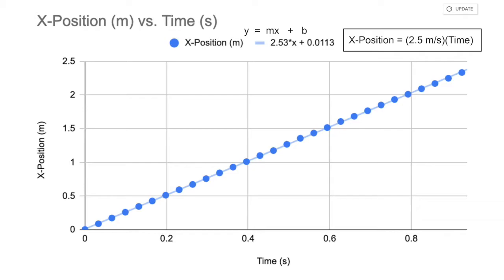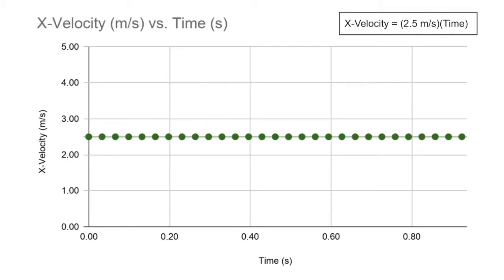The trend line I get from Google Sheets is right here. Translating that into a position versus time model, we have a slope of 2.5 meters per second. That slope represents the constant speed of the tennis ball as it moves from left to right. If I were to translate that into a velocity versus time graph, it wouldn't be very interesting. The horizontal velocity stays constant at 2.5 meters per second.